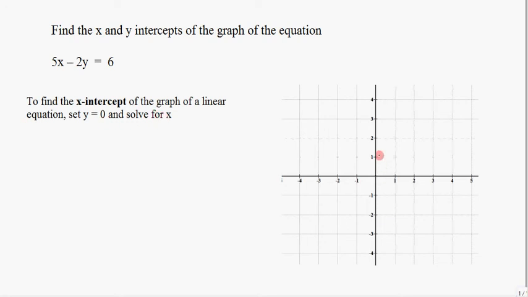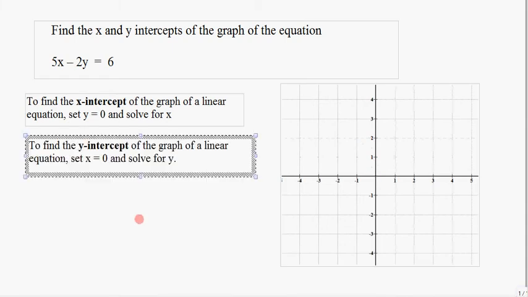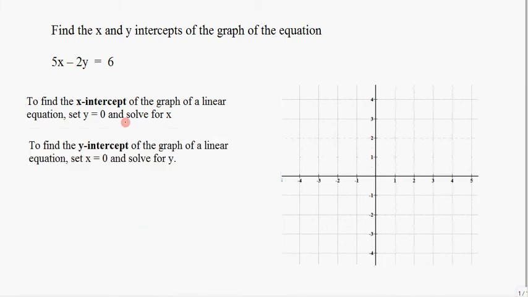Likewise, if I'm trying to locate the y-intercept, that's where the graph crosses the y-axis. Once again, I have no idea where it is, but I do know this much. If it's here or here or here, wherever it is on the y-axis, I know the x value is 0 because I don't move left or right. So to find the y-intercept, we let x equal 0 and solve for y. So these are the things we do to find the x and the y-intercept.